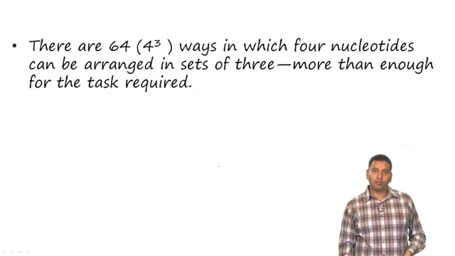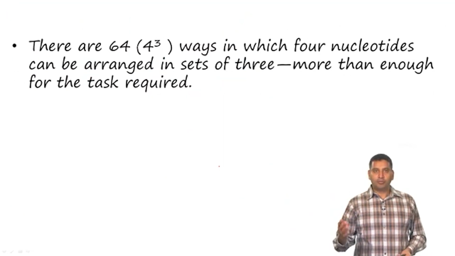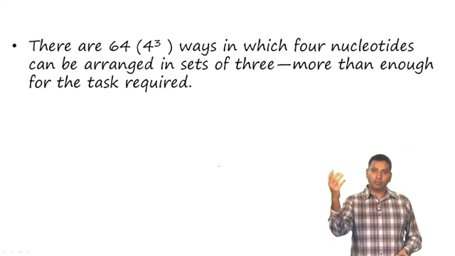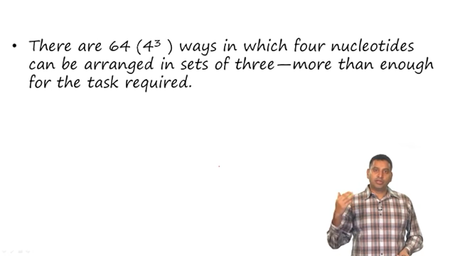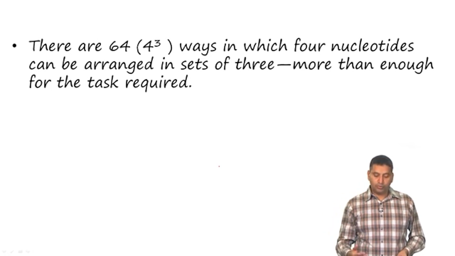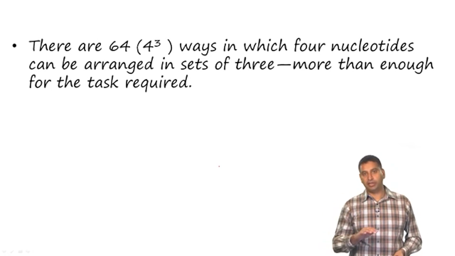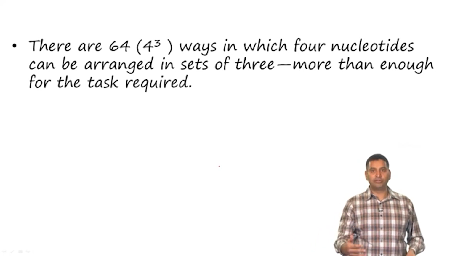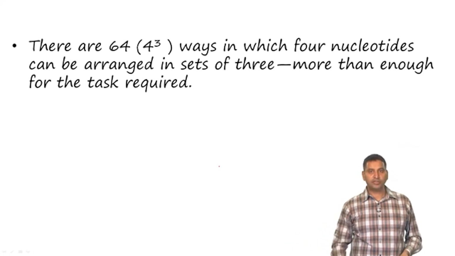Now, if you look at the combinations, there are 4 bases, and there are 3 bases which are coding for a particular amino acid. So, if you look at the combination, it would be 64 ways in which 4 nucleotides can be arranged in sets of 3. Now, since there are only 20 amino acids, this is more than enough for the task required.